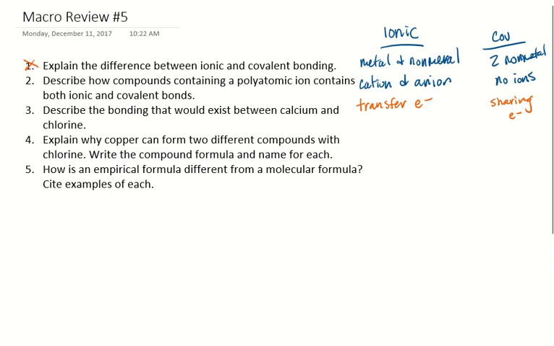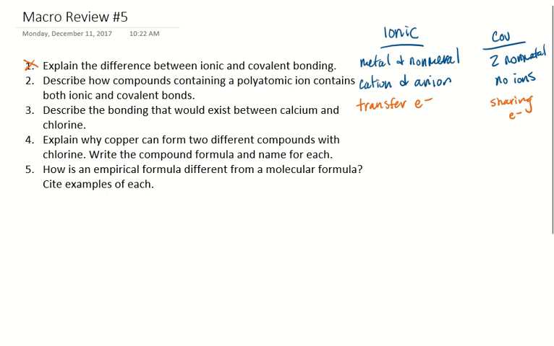Number 2. Describe how compounds containing a polyatomic ion contain both ionic and covalent bonds. Ooh, we haven't talked about this one yet. Yeah? Is it because there is one metal and 2 non-metals? One of the metal and one non-metal will make an ionic, and the 2 non-metals make covalent? Maybe.